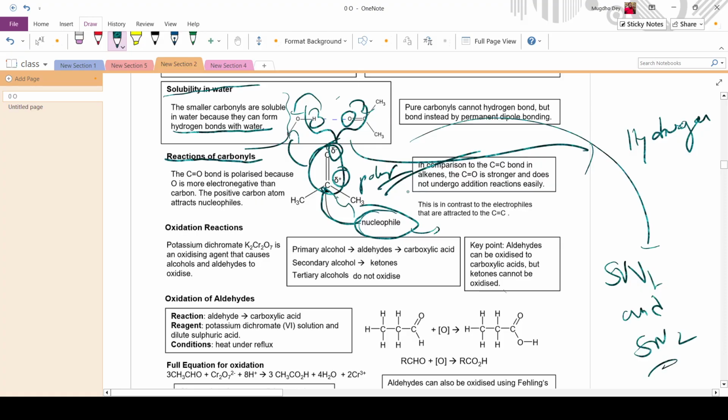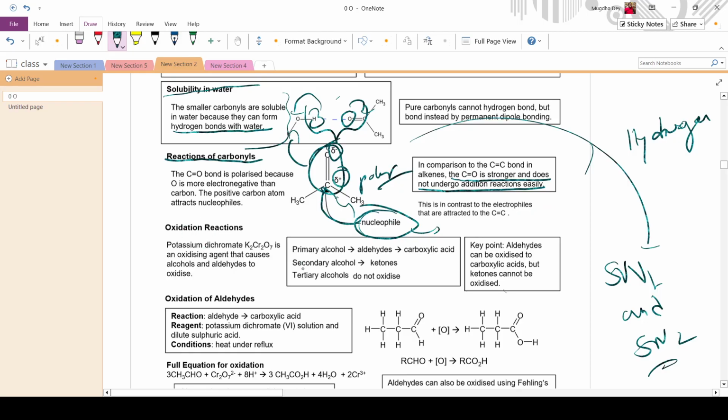In comparison to the carbon-carbon double bond in alkenes, the carbon-oxygen carbonyl bond is stronger and does not undergo addition reactions easily. If you compare this with this, it is stronger, and a huge amount more energy is required to break it down and go through the reaction.